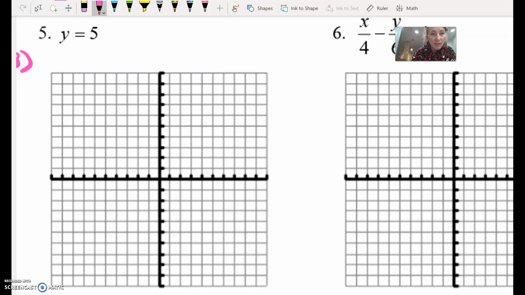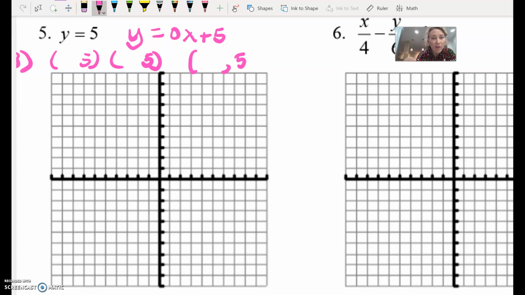So here's my little hint. This is really equal to y equals 0x plus 5. It's really the y-intercept is 5, and the slope is 0. Of course, because 0 times something cancels out. So when I think of ordered pairs that have a y value of 5, it's something, 5; something, 5; something, 5. Let me put those commas in, huh? And let's do one more, something, 5.